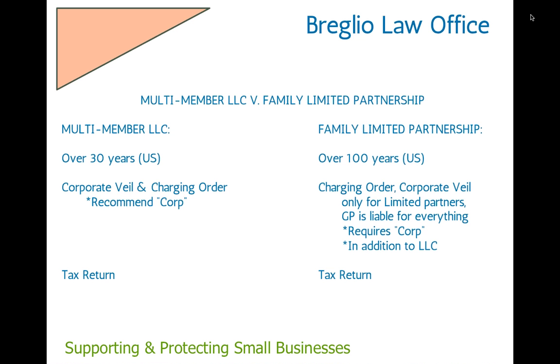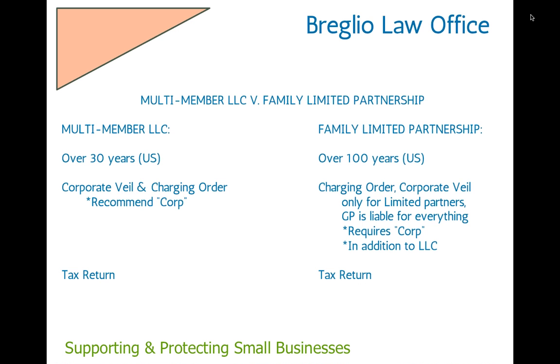So by definition, you have partners, so you get that charging order protection, but you only get the corporate veil protection for the limited partners. In a limited partnership, there must be a general partner, and there is no corporate veil protection for that general partner, and that general partner is liable for 100% of the debts and liabilities of the partnership.